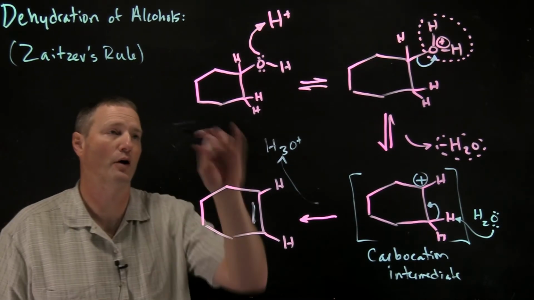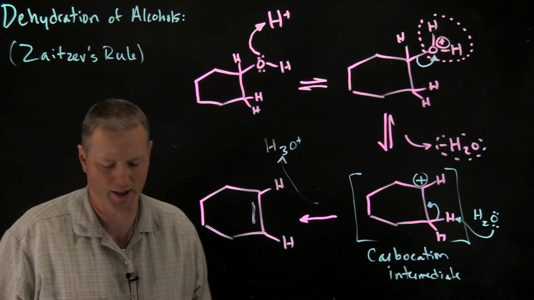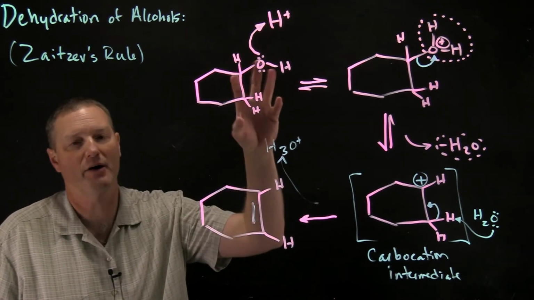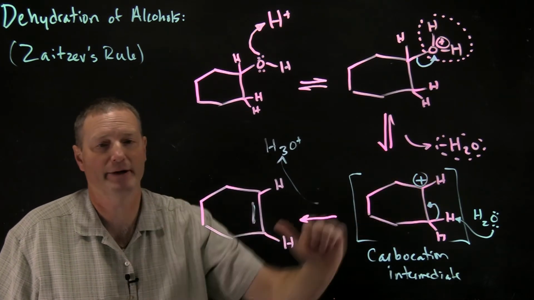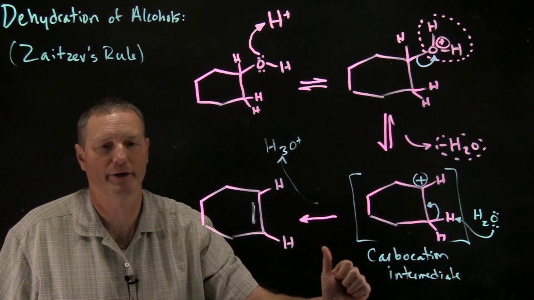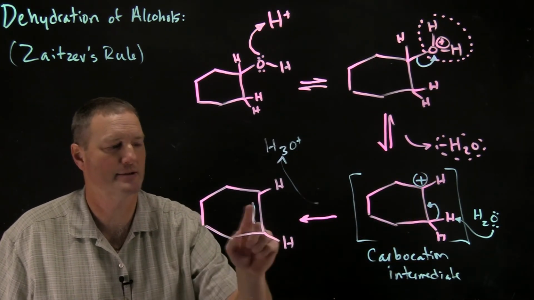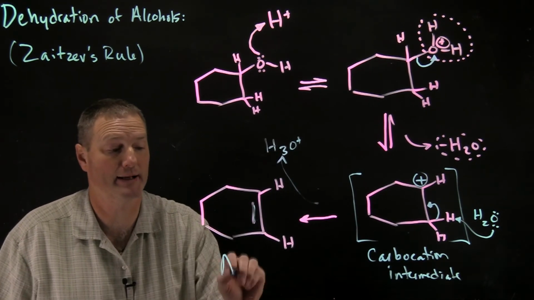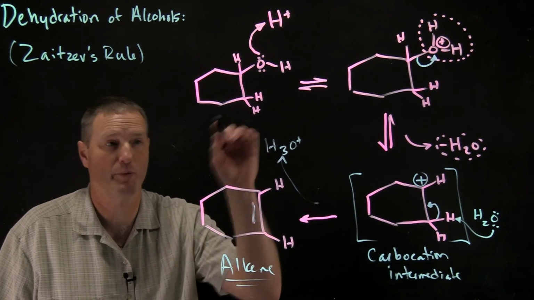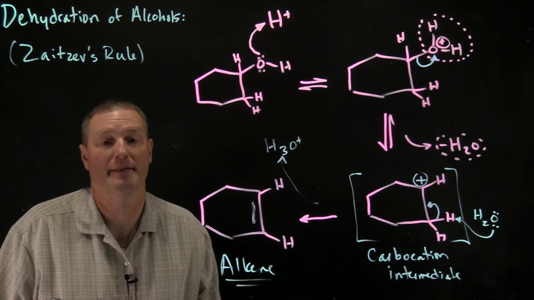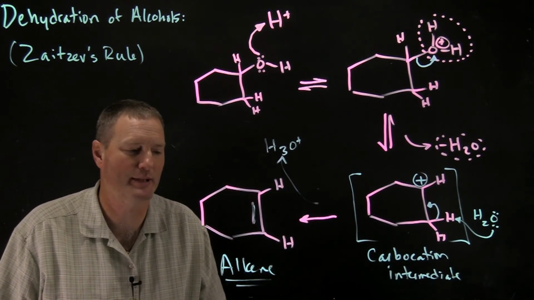So again, the overall process, or mechanism as we call it, involves protonation of the alcohol, the release of water to form a carbocation intermediate, and that carbocation intermediate gets deprotonated to now make our alkene product. And that is a very important part of this. Just always remember, when you're dehydrating an alcohol, the product is almost always going to be an alkene.